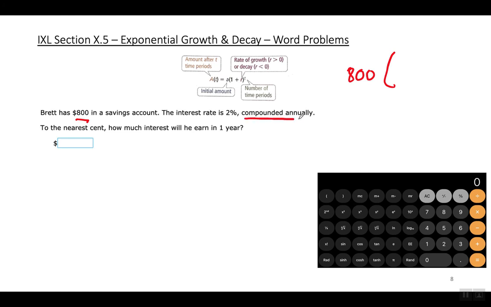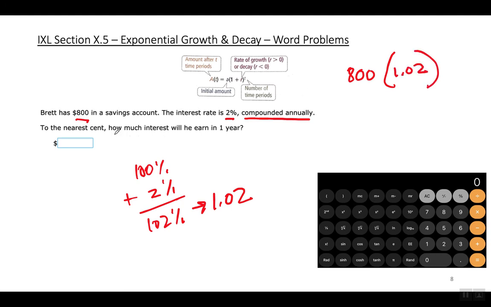Don't worry too much if you don't know what that means. For now, ignore it. For this IXL, you don't have to know the details of what that means. But the interest percent basically is going up by 2% each year. That's what that means. So 100% plus 2% is 102%, and written as a decimal, that's 1.02.